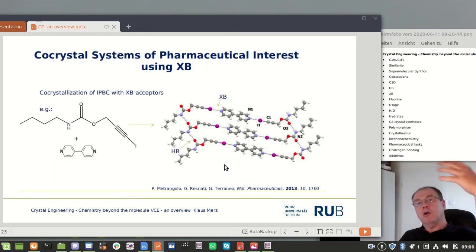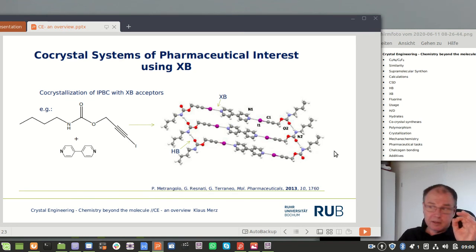And when we switched to halogen bonds, very important in intermolecular interaction, very useful. Yes, and we have seen this is useful also in the pharmaceutical industry. We have seen very nicely, in this case for example, the iodine substituents can be used as halogen bond donors, for example with nitrogen heterocycles to form co-crystals. This improves the properties of this compound.